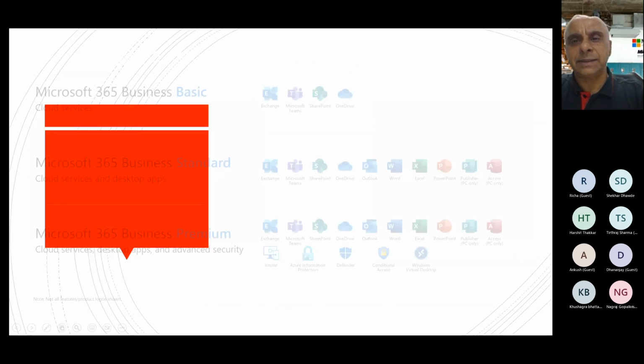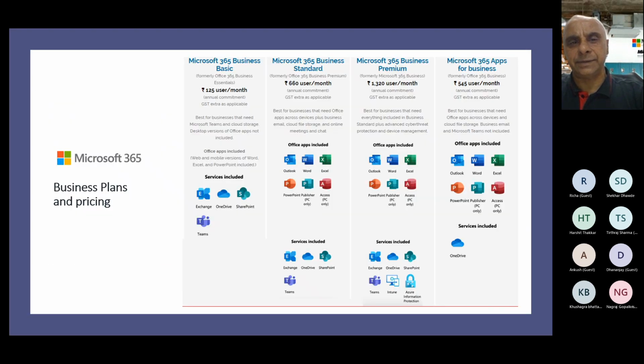All right, so with this, let me cover the Microsoft 365 business plans. So you have Business Basic, you have Business Standard, Premium, and Apps for Business. The various plans have various capabilities. What we will do is we will cover this later on mail. We'll send you details. But having said that, you have the Business Basic plan at just 1,500 rupees a year, where you get Teams, OneDrive, Exchange, and so much more.